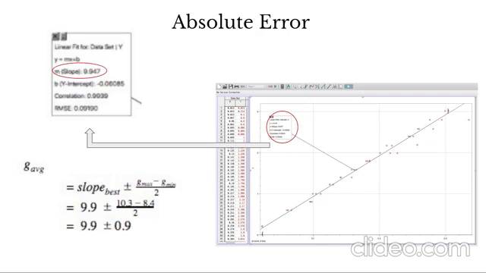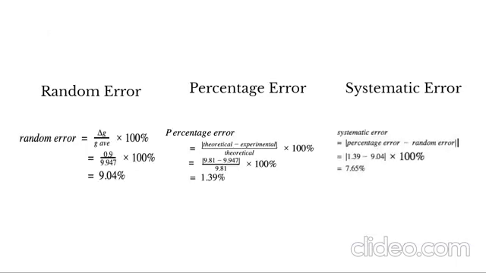We use Logger Pro to graph displacement versus time squared, and its slope gives us the value of g in meters per second squared, which is 9.9 meters per second squared. We found the absolute error using the g max minus g min over 2, which gave us an absolute error of 0.9 meters per second squared, thus giving us an acceleration due to gravity of 9.9 plus minus 0.9 meters per second squared. The percentage error is 1.40%, the random error is 9.04%, and the systematic error is 7.65%.